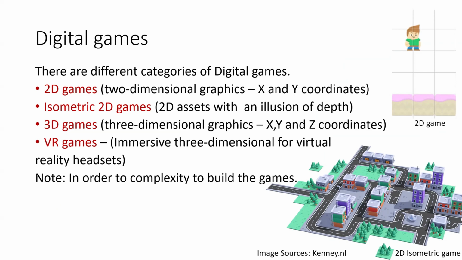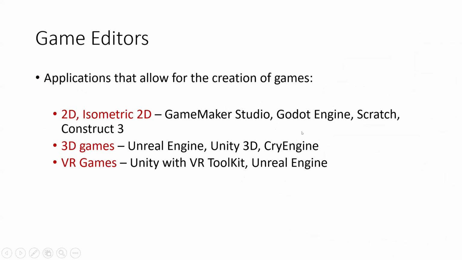If we go through the complexity of building games, you'll find that this is in the order from 2D games till VR games. So 2D games are much easier to build compared to VR games. Now, to be able to build a game, we will require what we call a game editor. Some examples of game editors: if you are going to work on 2D or isometric 2D, you can consider software like Game Maker, Godot Engine, Scratch, Construct.